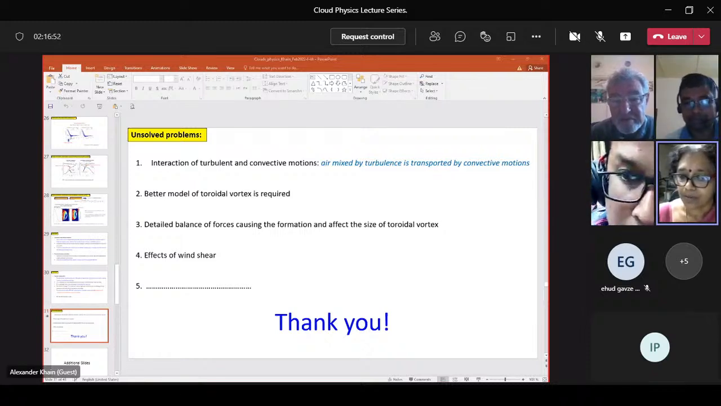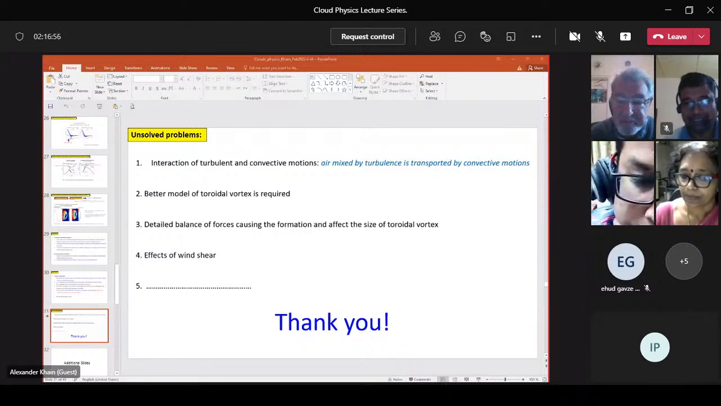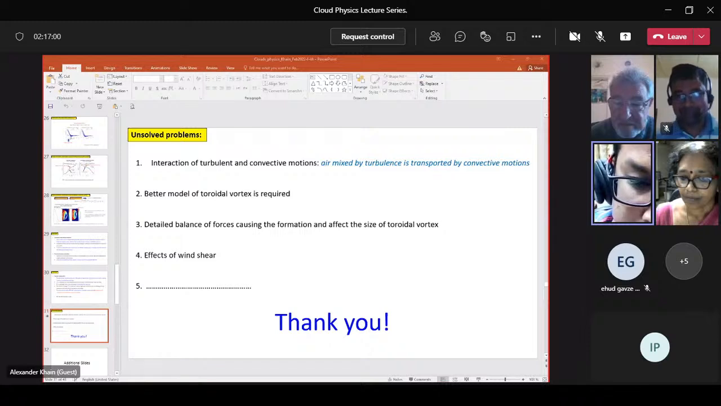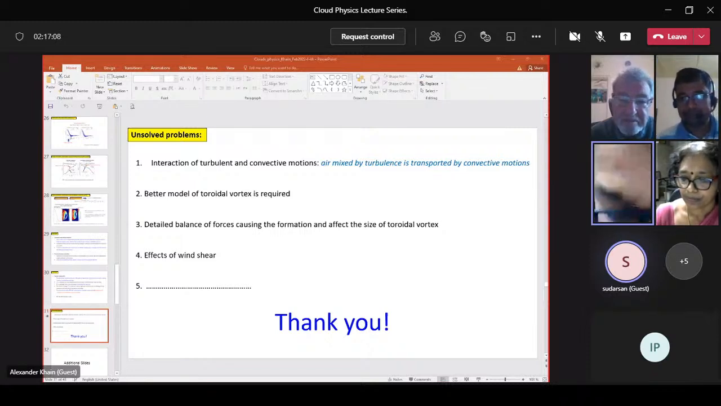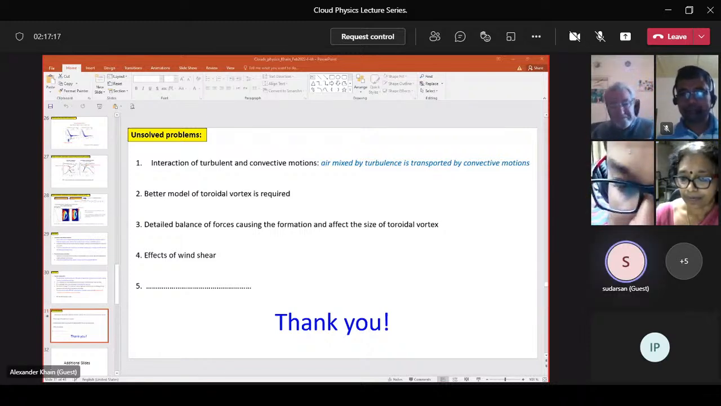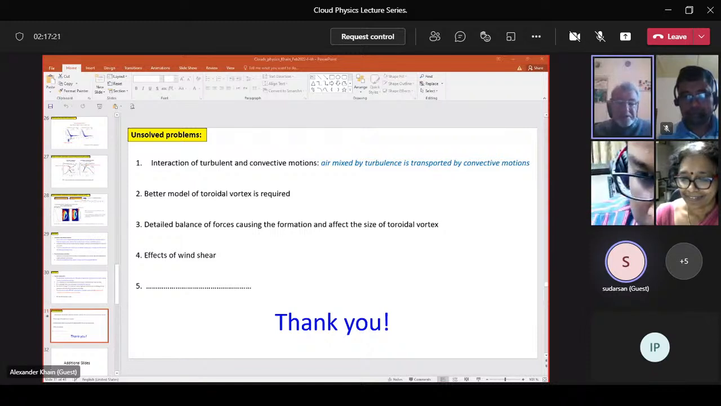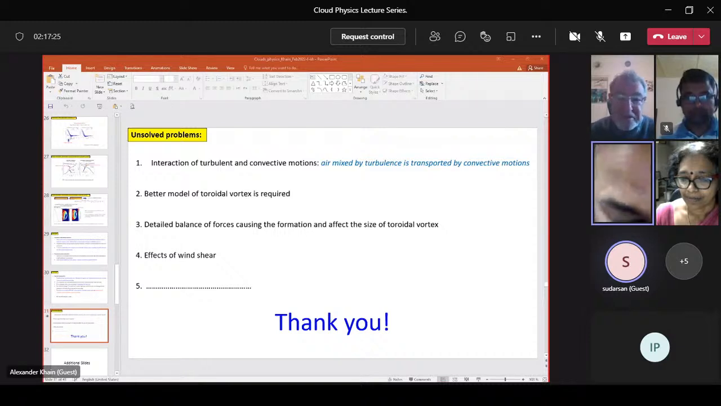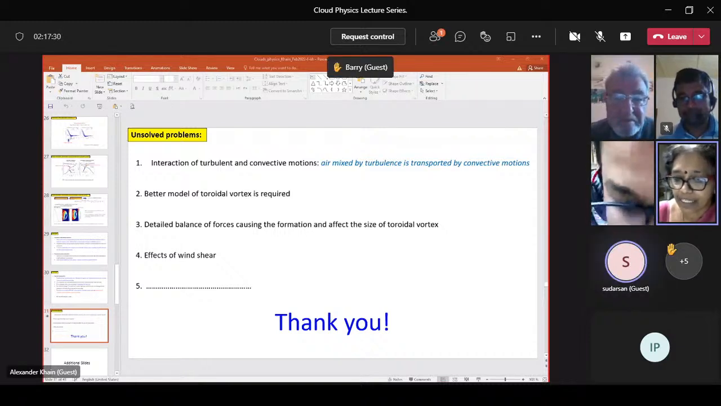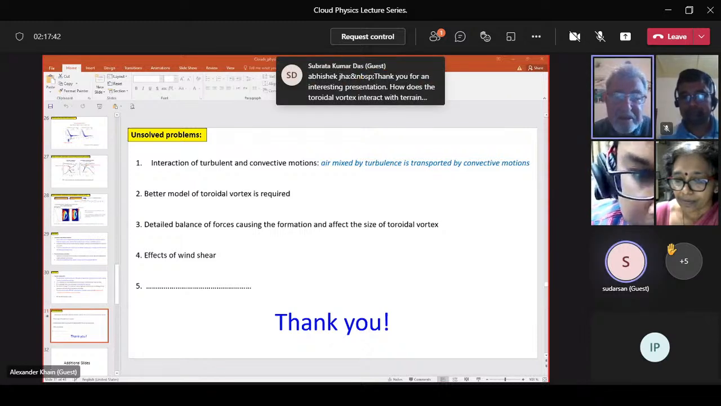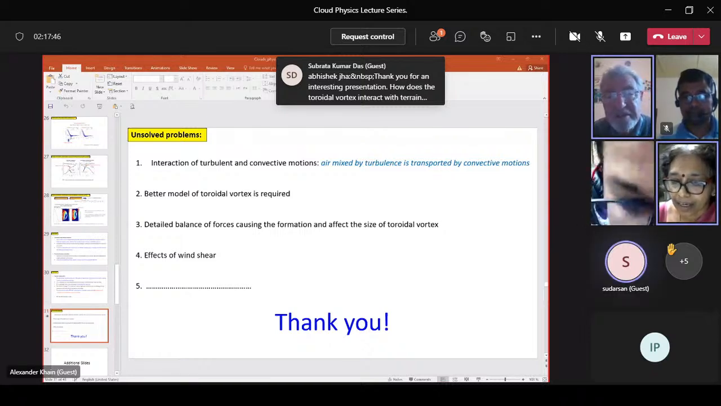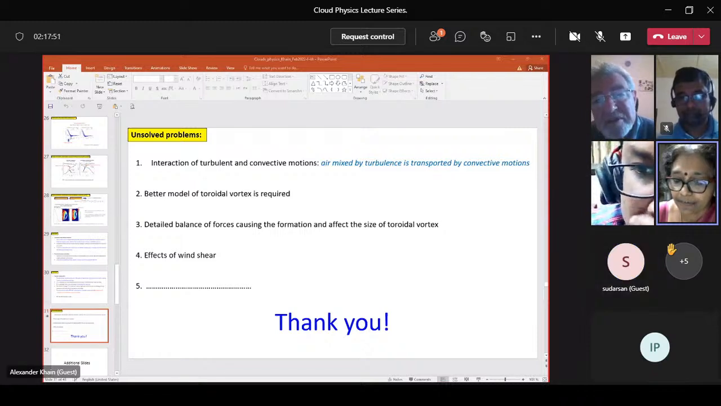Okay, thank you. There is one more question. Mahin, do you have more questions? There is one more question from the audience. Does the polluted environment affect these vortices? Sorry. Hello. Professor Khain, the question is whether a polluted environment will affect these vortices. Please, can you repeat your question, sir? Whether polluted environment, air pollution, can affect these vortices?